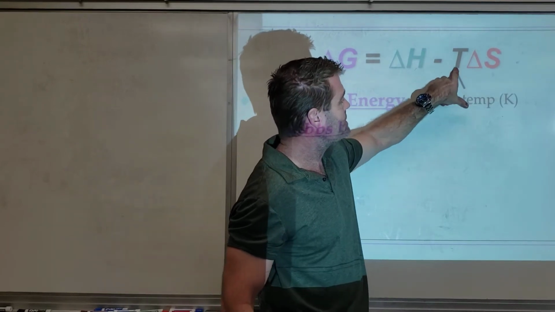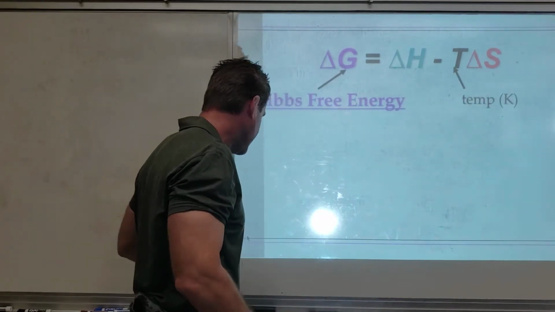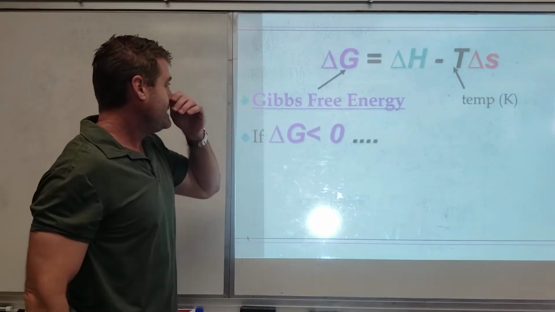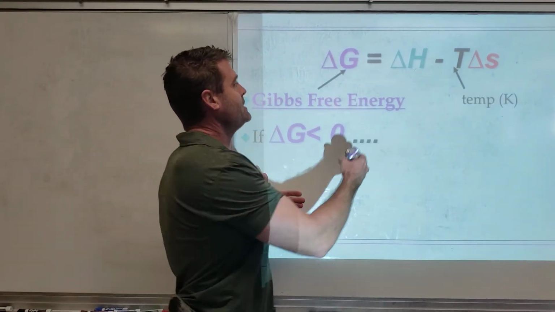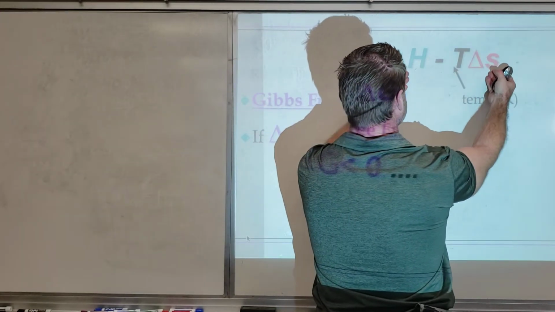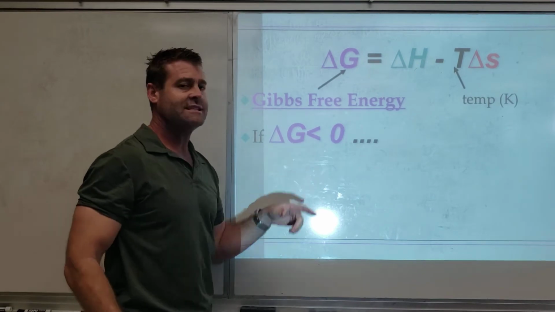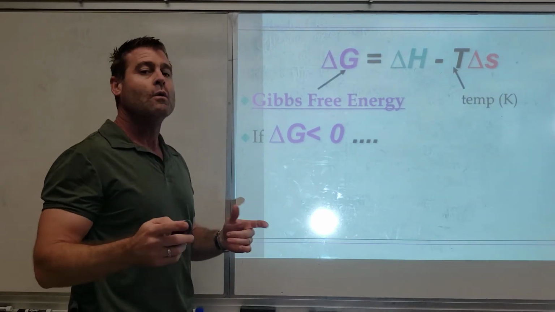Notice, you guys, whenever you put temperature in here, it has to be Kelvin. We have to use an absolute temperature scale. So if you plug in delta H values for a process and delta S values, take into account the temperature, and you get a value, if your delta G is less than 0, if it's negative, what does that mean?